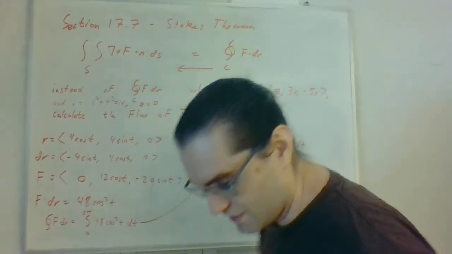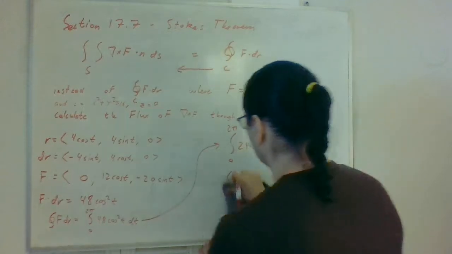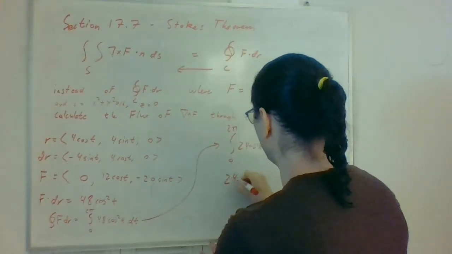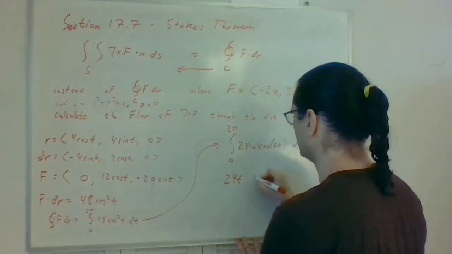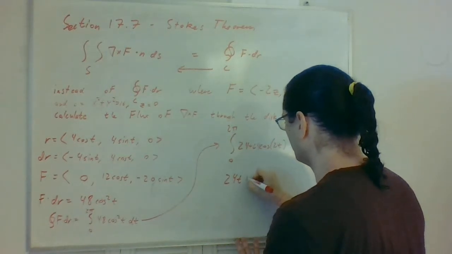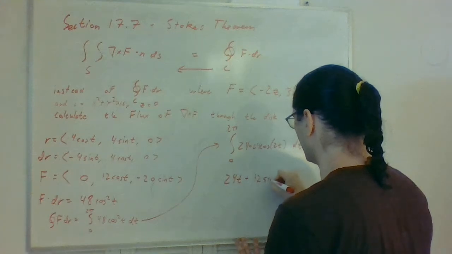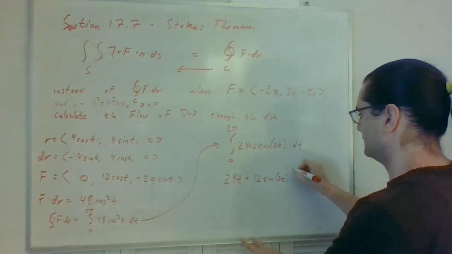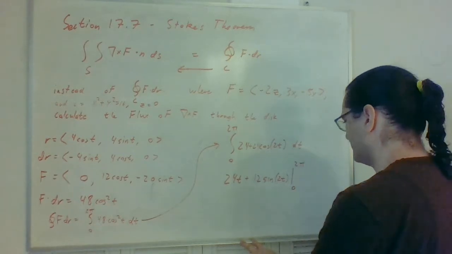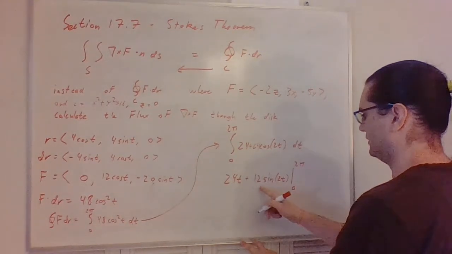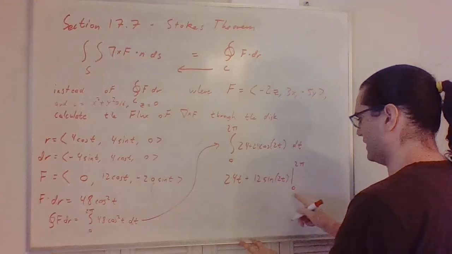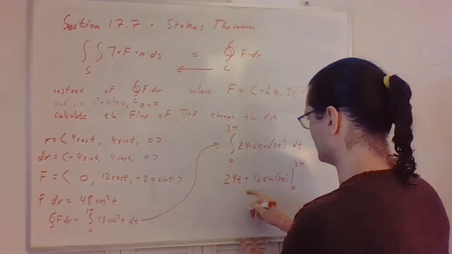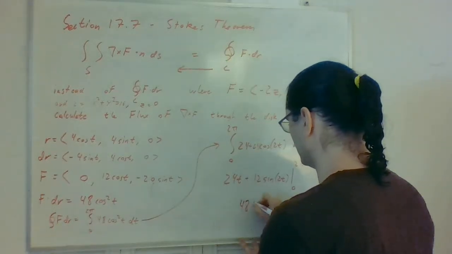And now when we actually integrate that, we get 24t plus 12 sine of 2t from 0 to 2 pi. And when I evaluate the sine at 0 and at 2 pi, I'm going to get the same thing. That's 0 either way. So this is just going to be 48 pi.